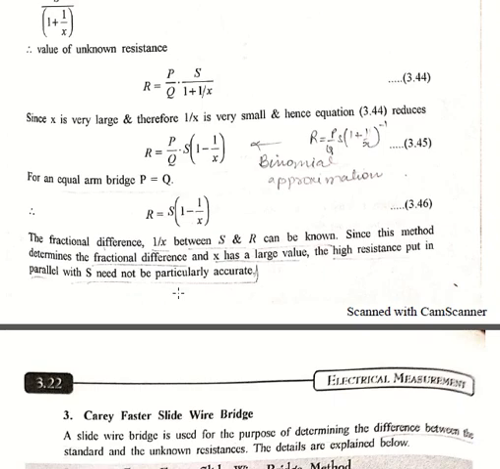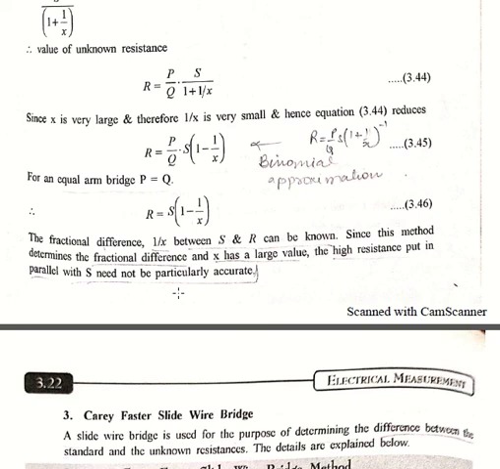The third one is the Carey Foster slide wire bridge. This bridge can also be used for precise resistance measurement. A slide wire bridge is used for determining the difference between a standard and an unknown resistance, and we will be studying this Carey Foster slide wire bridge method as the fourth method of measurement of medium resistances.